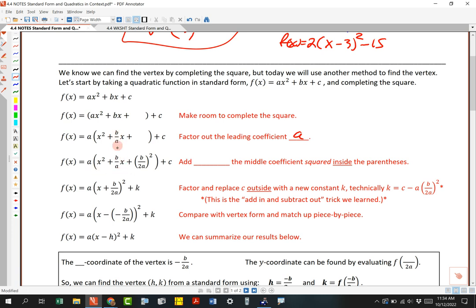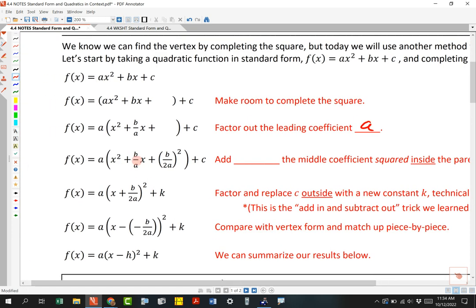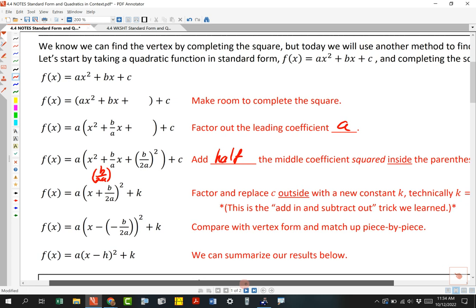Then what I do is I take half the middle coefficient. And this is what I was talking to you about yesterday. This is why it's probably better to think of this as multiplying by half rather than dividing by 2, because this is already a fraction. So if I take b over a and I multiply it by 1/2, that just puts a 2 on the bottom, okay? So this is b over 2a. Then what I do is I square that. So this is the b over 2a. This is half the middle coefficient squared. Convince yourself that that's half the middle coefficient, okay? Half the middle coefficient squared and put inside the parentheses. Everybody good there?